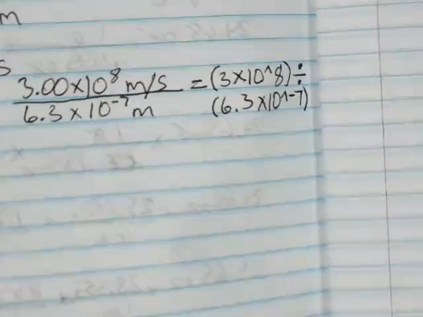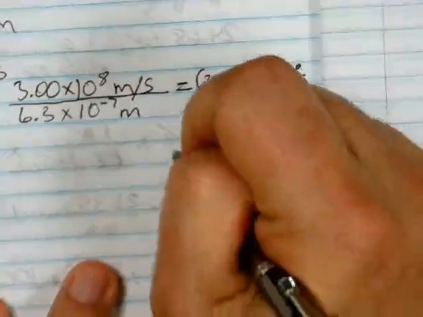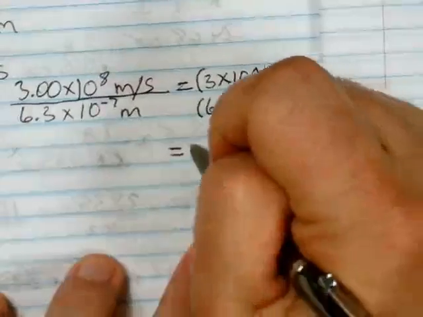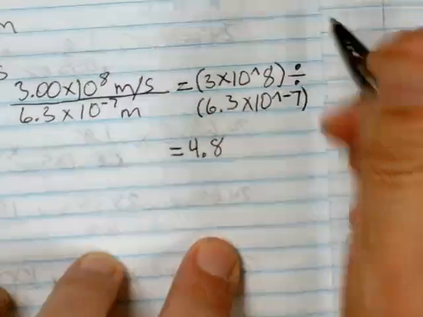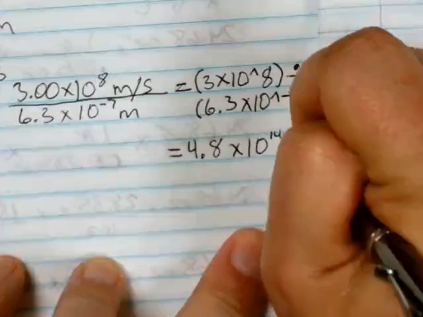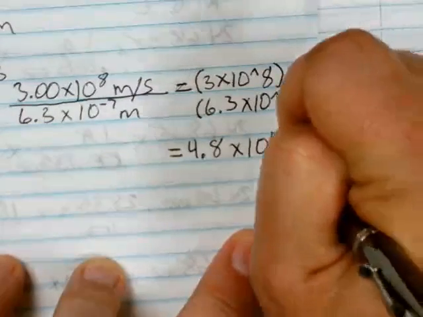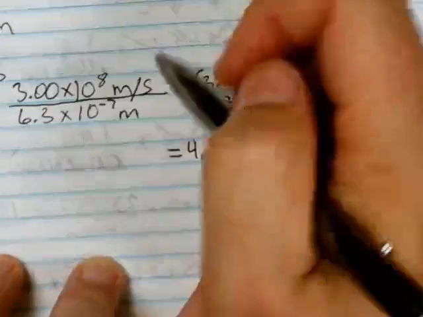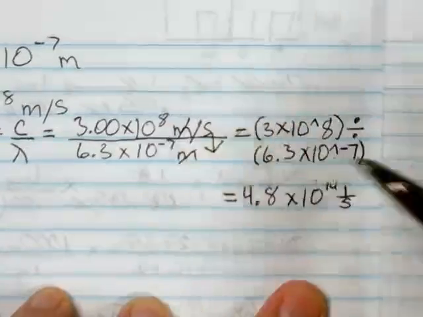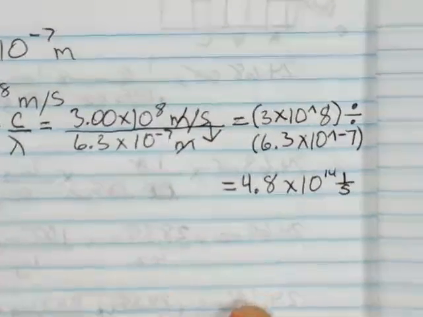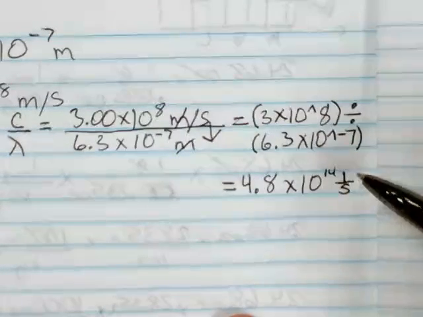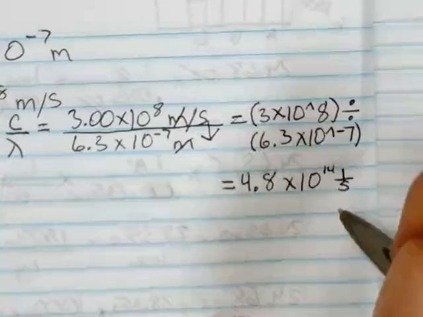What did y'all end up with on this? Awesome. 4.8 times 10 to the 14th. And your unit here is, it ends up being, because meters cancel out, that seconds should be down here in the denominator. So that ends up being 4.8 times 10 to the 14, 1 over second, but we're not going to call it that.